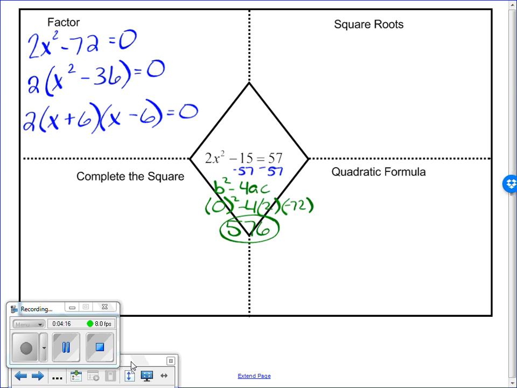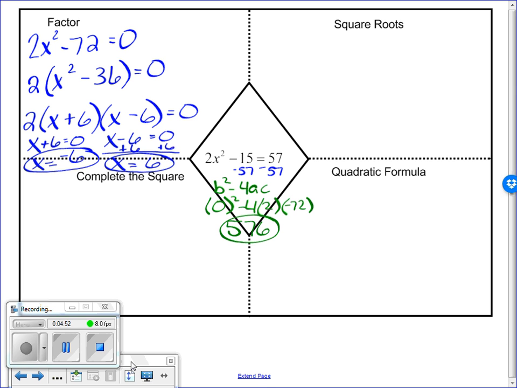Okay, and then how do I actually solve it? Perfect. Set it equal to 0. So x plus 6 equals 0. x minus 6 equals 0. So subtract the 6. x equals negative 6. Add the 6. So x equals 6 and negative 6. Just coming back to us. I know it's been a couple days since we've done a lot of factoring. All right, how about the square root method? What must be missing in order to do the square root method?